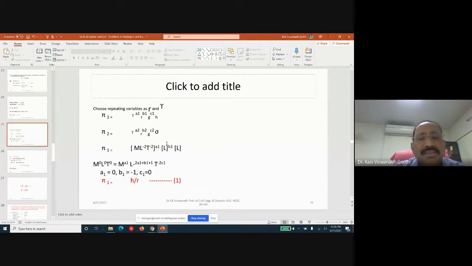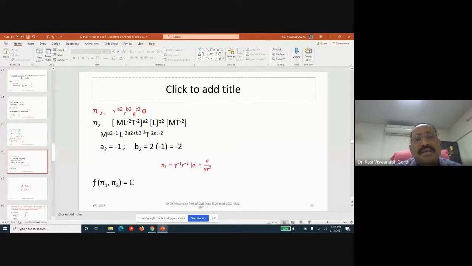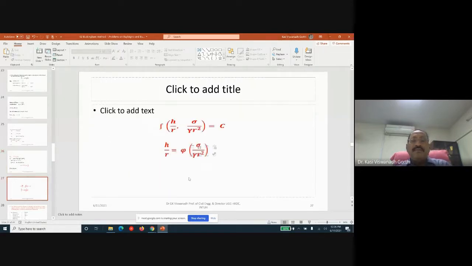So the value of C1 has become 0 here. Similarly, the value of C2 has become 0. So accordingly, you got the values of pi 1 and pi 2. So if you take only two variables as the repeating variables, then also you can solve this problem.